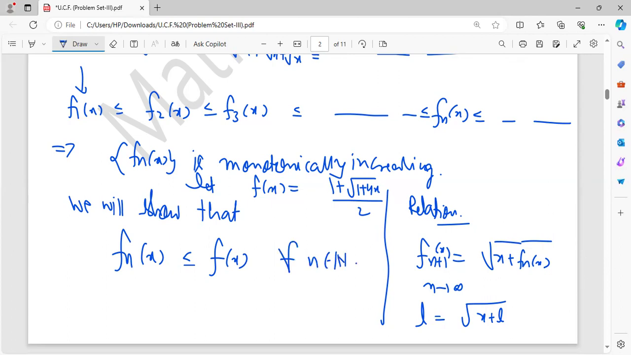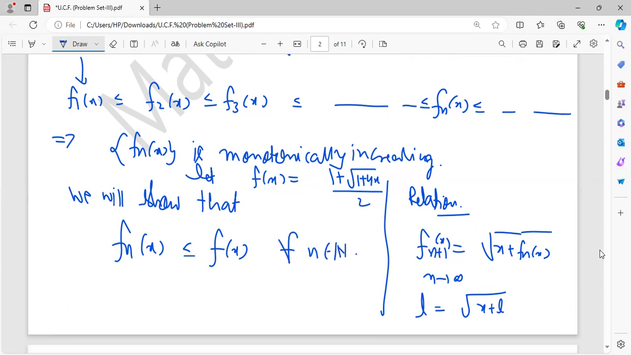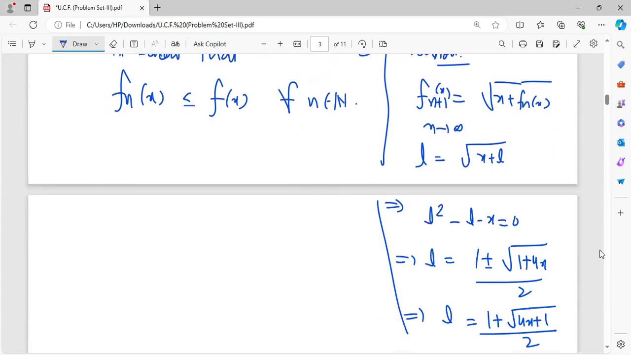Okay, now we will prove it by mathematical induction. You check that for n equal to 1, we have f_1(x) is the square root of x, that is less than (1 plus the square root of (1 plus 4x)) by 2. You can check this happens. This is true.